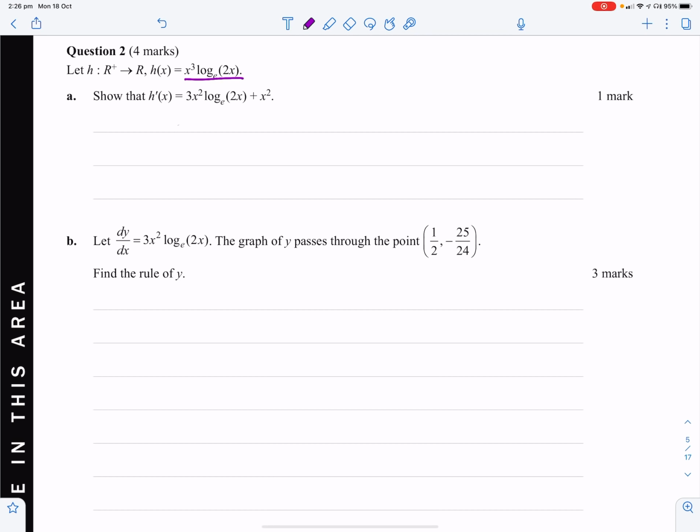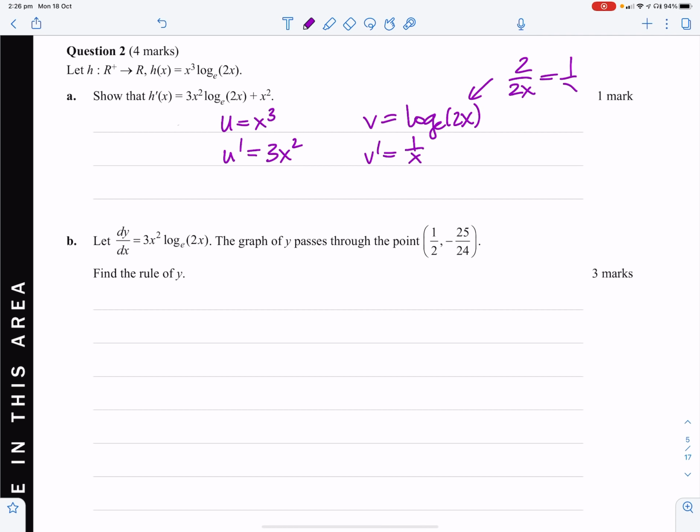Okay, here we've got to show that question. So I would say u is x cubed, u dash is 3x squared, v is log e 2x, v dash is 1 over x. Remember, when you differentiate a log, it's the derivative of the bracket over the bracket, which in this case is 1 on x.